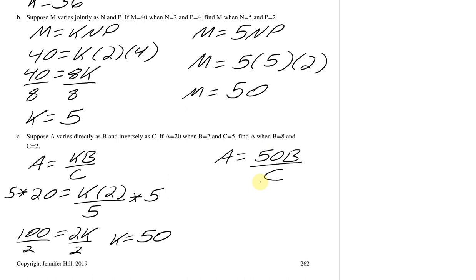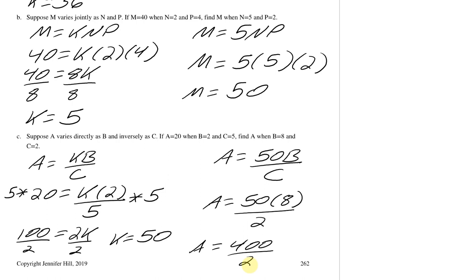So now let's finish this. It says find A when B equals 8 and C equals 2. So I will replace my B with 8, and I will replace my C with 2. So now I can just multiply these together. So 50 times 8, that's going to be 400, and then I need to divide that by 2. So let's see, it looks like I'm maybe running out of room on the camera, so I'll write this over here. A will equal 200. And so there's the solution to that.